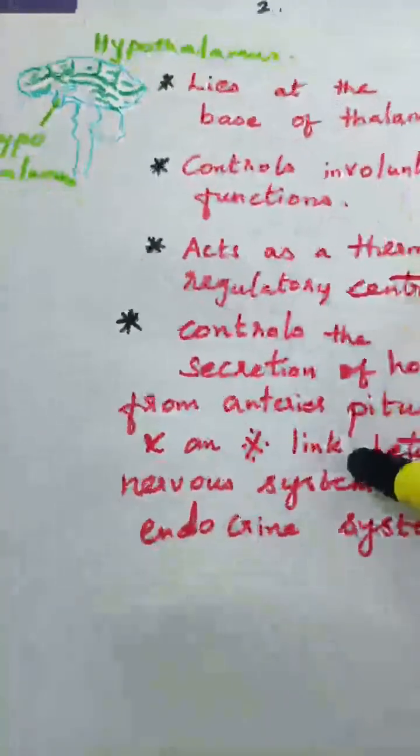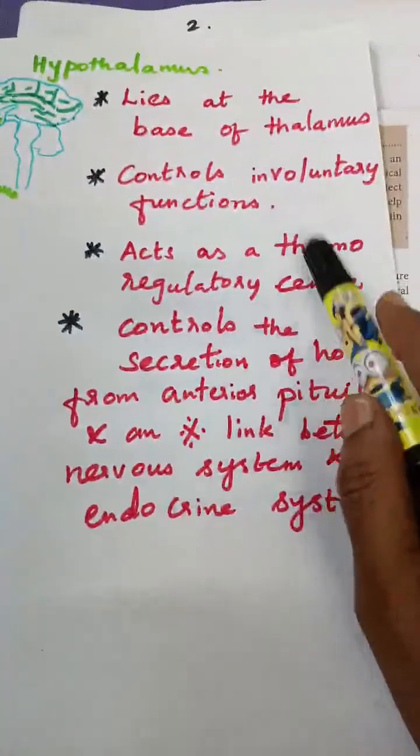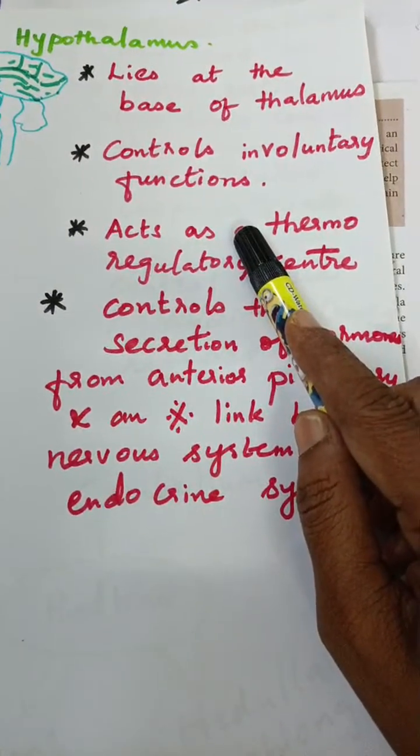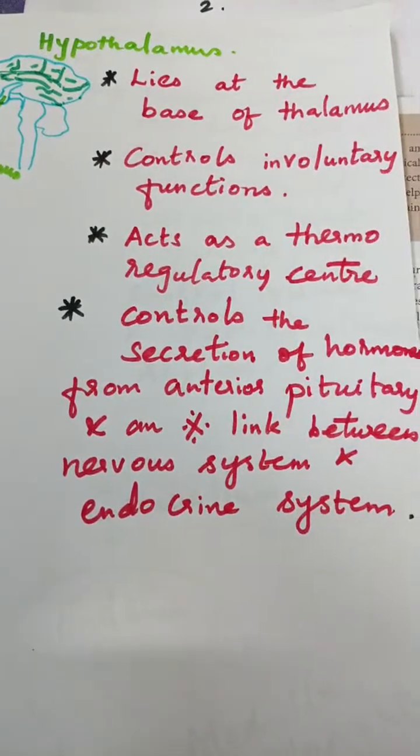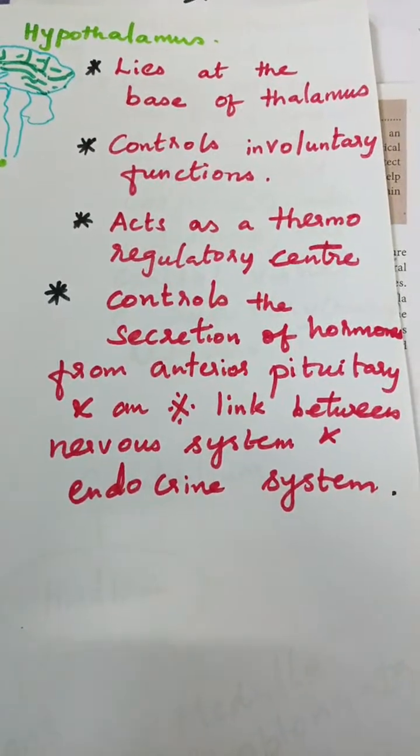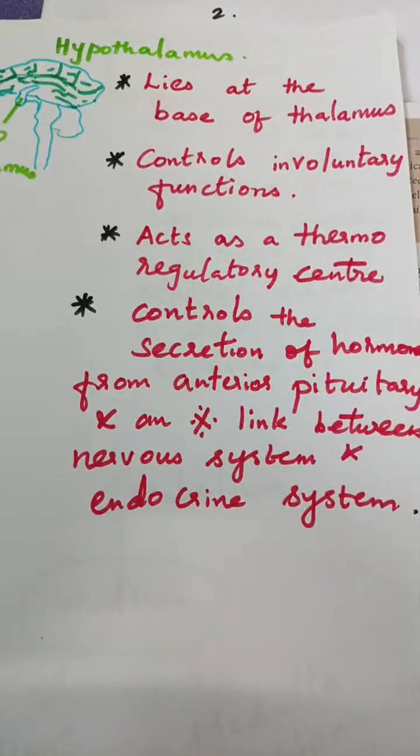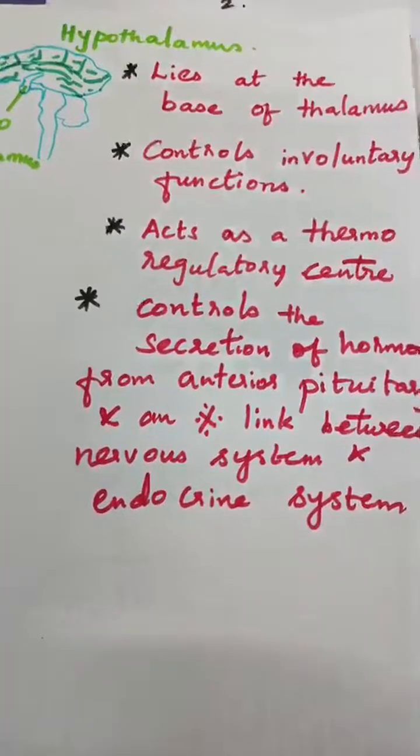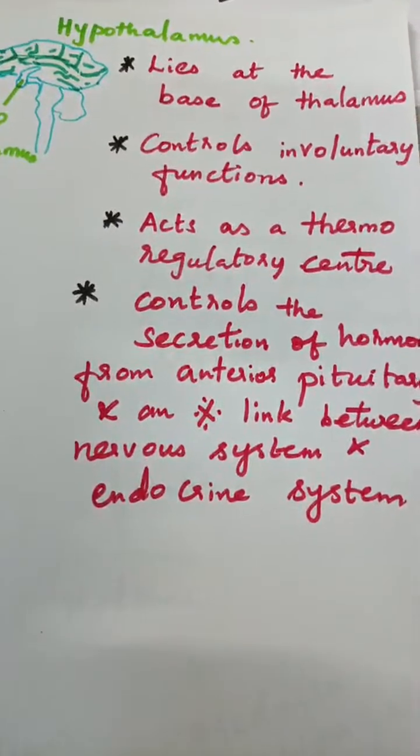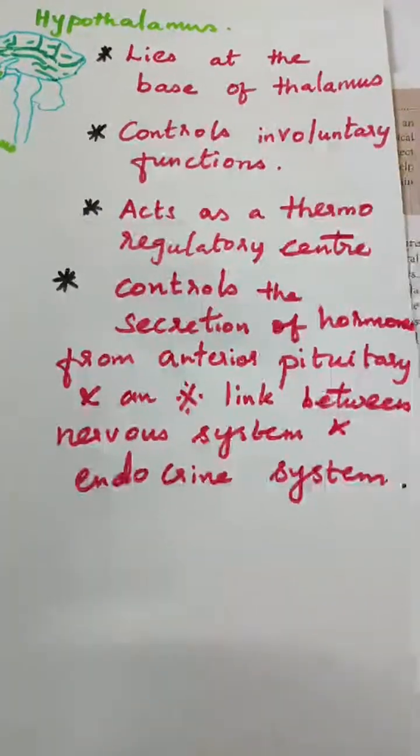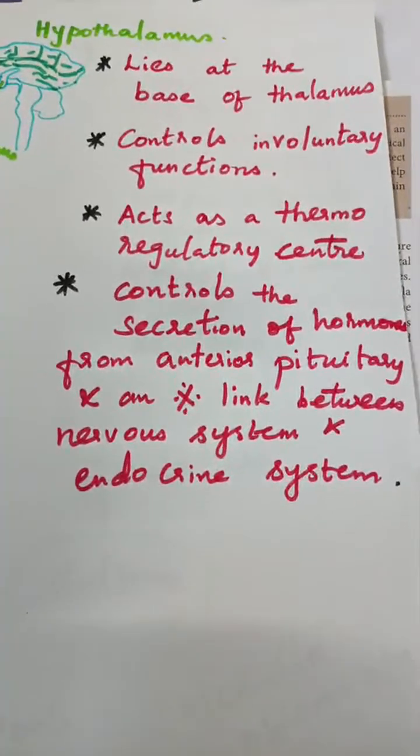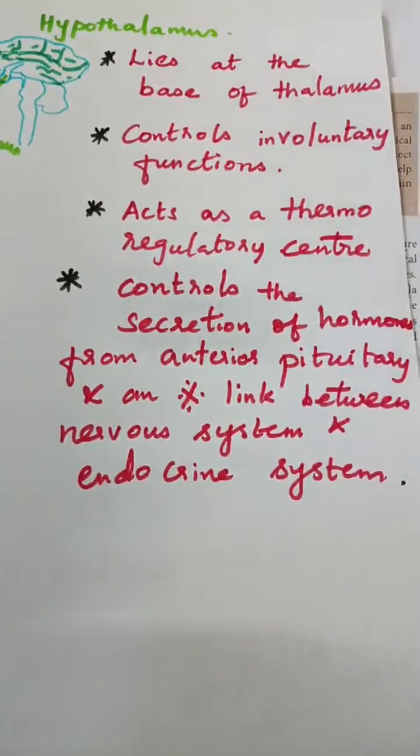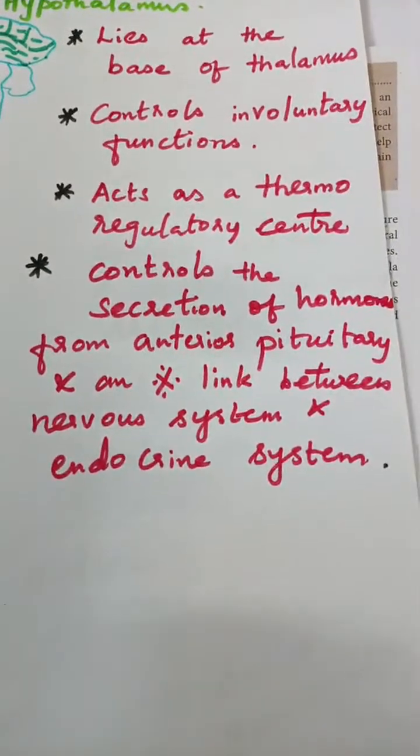And then what is its function? Your involuntary functions. Can you say what the involuntary functions are? You can comment. There are two types of functions: involuntary and voluntary. What is voluntary? With your knowledge, you know it is going to happen and you are doing it. That is voluntary. What are the involuntary functions?